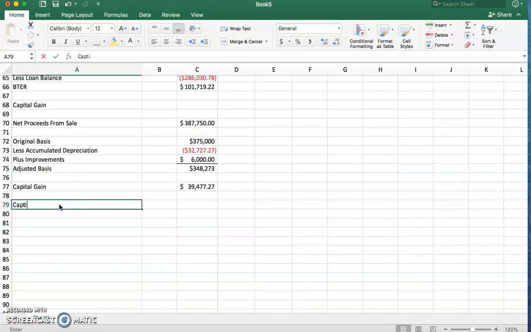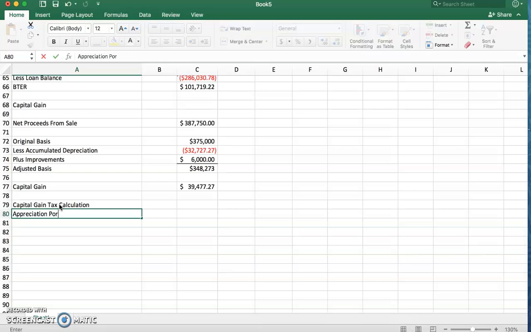Alright, now we can begin to actually calculate the capital gain tax. Alright, so let's go ahead and do that. We'll have our appreciation portion of it, as well as our depreciation portion.